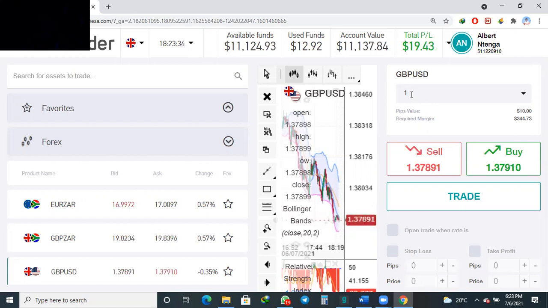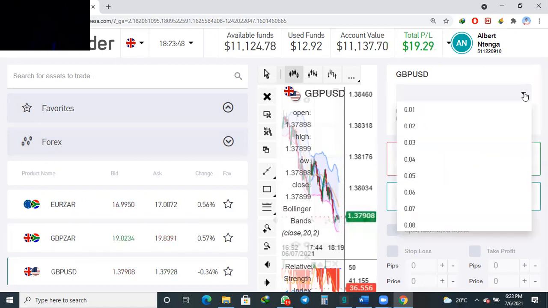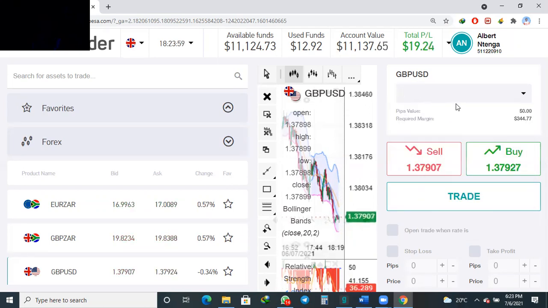Now, I want us to take a lesser lot size. If you click on this drop down where my cursor is, there's a variety of lot sizes you can use, from 0.01 all the way to 10. But for someone having an account value of $100, let me go straight to the point: you have to use a lot size of 0.01, not more than that. I've explained that for someone having that account value who tries a lot size of 1, the required margin is 344.